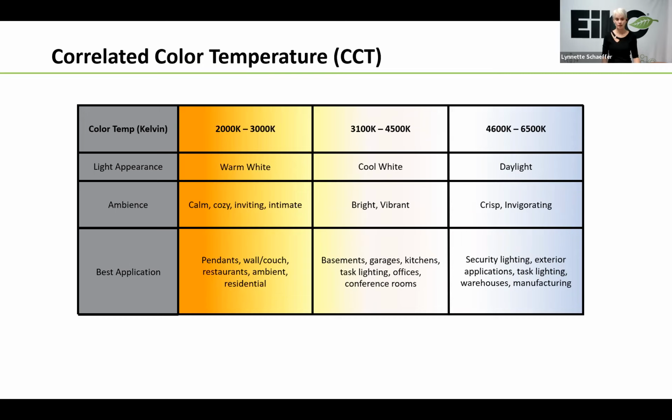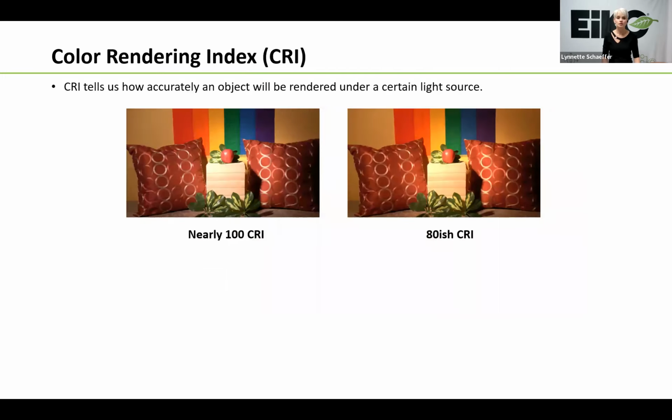for that specific application. Now, another important term in lighting is CRI, and it stands for Color Rendering Index. Now, CRI tells us how accurately an object will be rendered under a light source. So for instance, if you look at these two photos here, the CCT is exactly the same, but the photo to the left is actually 100 CRI. Okay, so the CCT is the same, but the one on the left has 100 CRI, and the one on the right comes in about 80 CRI.